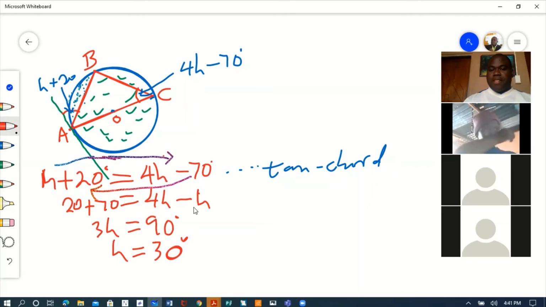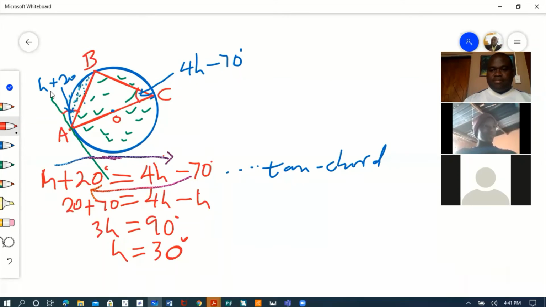But the most important thing is your reason. You can't use any other reason apart from tan chord, because this is talking about tangent and the chord. Any questions on this? All fine. You are fine.